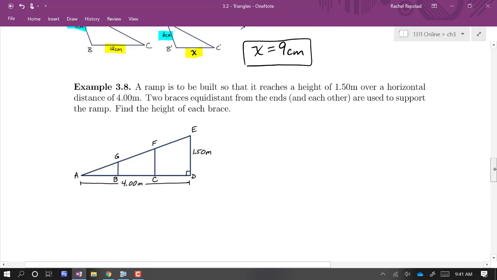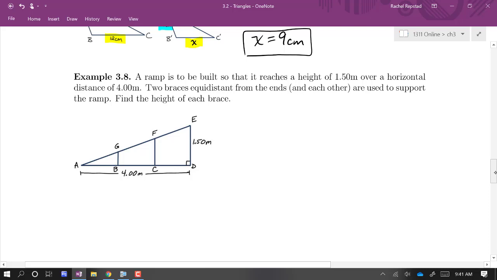In this next one, we have a ramp that's going to be built so it reaches a height of 1.5 meters over a horizontal distance of 4 meters. So those are the lengths they've given us. 2 braces are equidistant from the ends and each other, so I guess we kind of cut the 4 meters into thirds, and they're used to support the ramp. We want to find the height of each brace. So I'm going to just label them both. The short brace I'll call X, the longer brace I'll call Y.